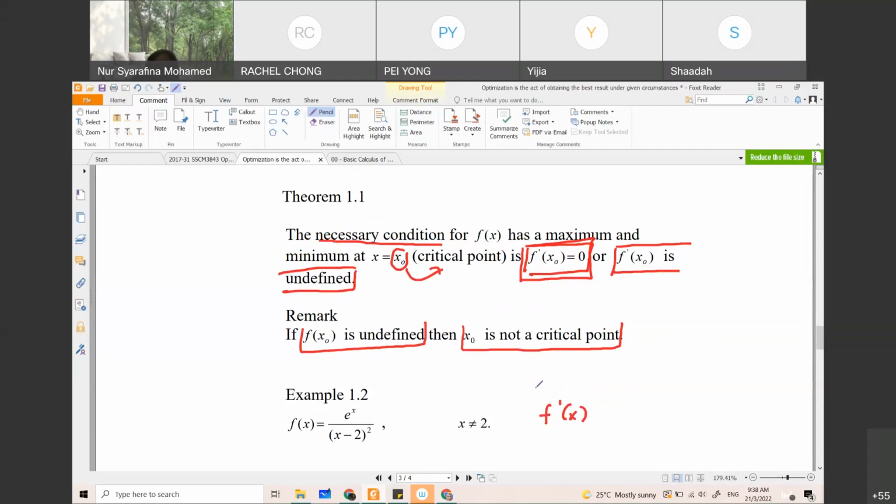Okay, one. What is your f prime x here? Can anyone give me the answer?